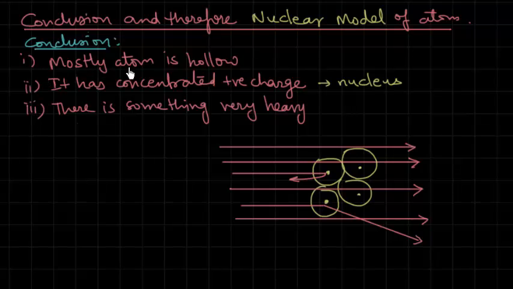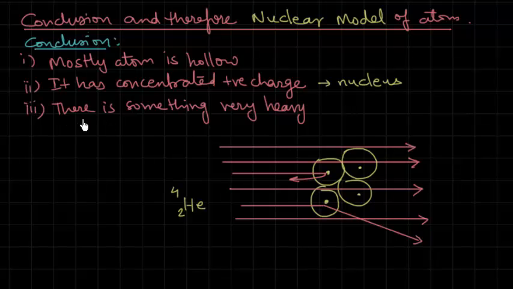First, mostly the atom is hollow. Since most of the alpha particles are going straight through, most of the atom is hollow. Makes sense? Second, it has a concentrated positive charge. A few alpha particles are getting deflected, and alpha particles are positively charged. What are alpha particles? They are helium nuclei. Some of them are deflected, so there must be a concentrated positive charge which is making these alpha particles deflect.